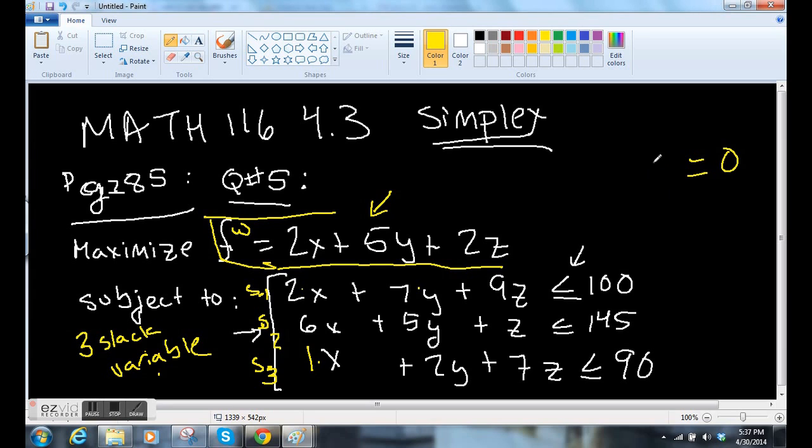We're going to leave the w on this side and move everything else over to the other side. So that's negative 2x minus 5y minus 2z plus w equals 0. So if I said, well, this function represents our last variable, I'll call it w, and then move everything over to the other side to equal 0, because we're trying to solve for it, essentially. So we have minus 2x minus 5y minus 2z plus w equals 0.